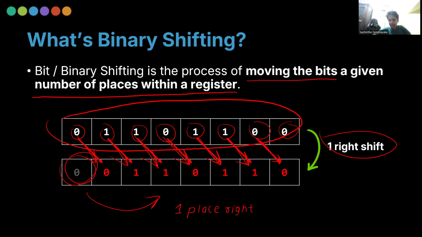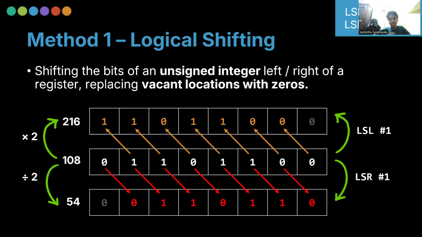So when I say types of binary shifting, does that mean that we have multiple types? Yes, of course. The first type of binary shifting we have is logical shifting, where we shift the bits of an unsigned integer. Very important. It doesn't work for signed, it works for unsigned. We shift the bits of an unsigned integer left or right of a register, replacing vacant locations with zeros. So any of the locations that become empty as a result of shifting the bits left or right, we replace with zeros.